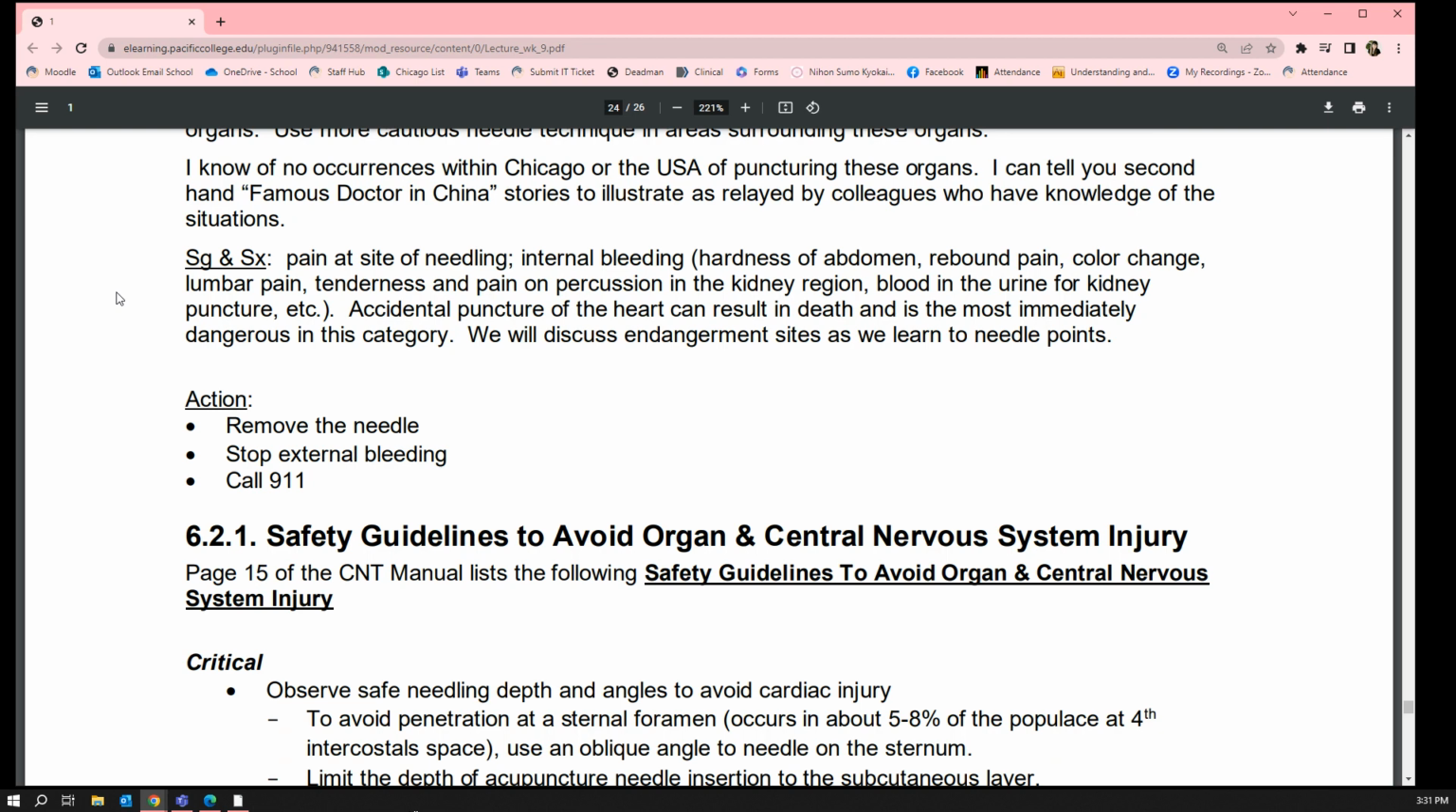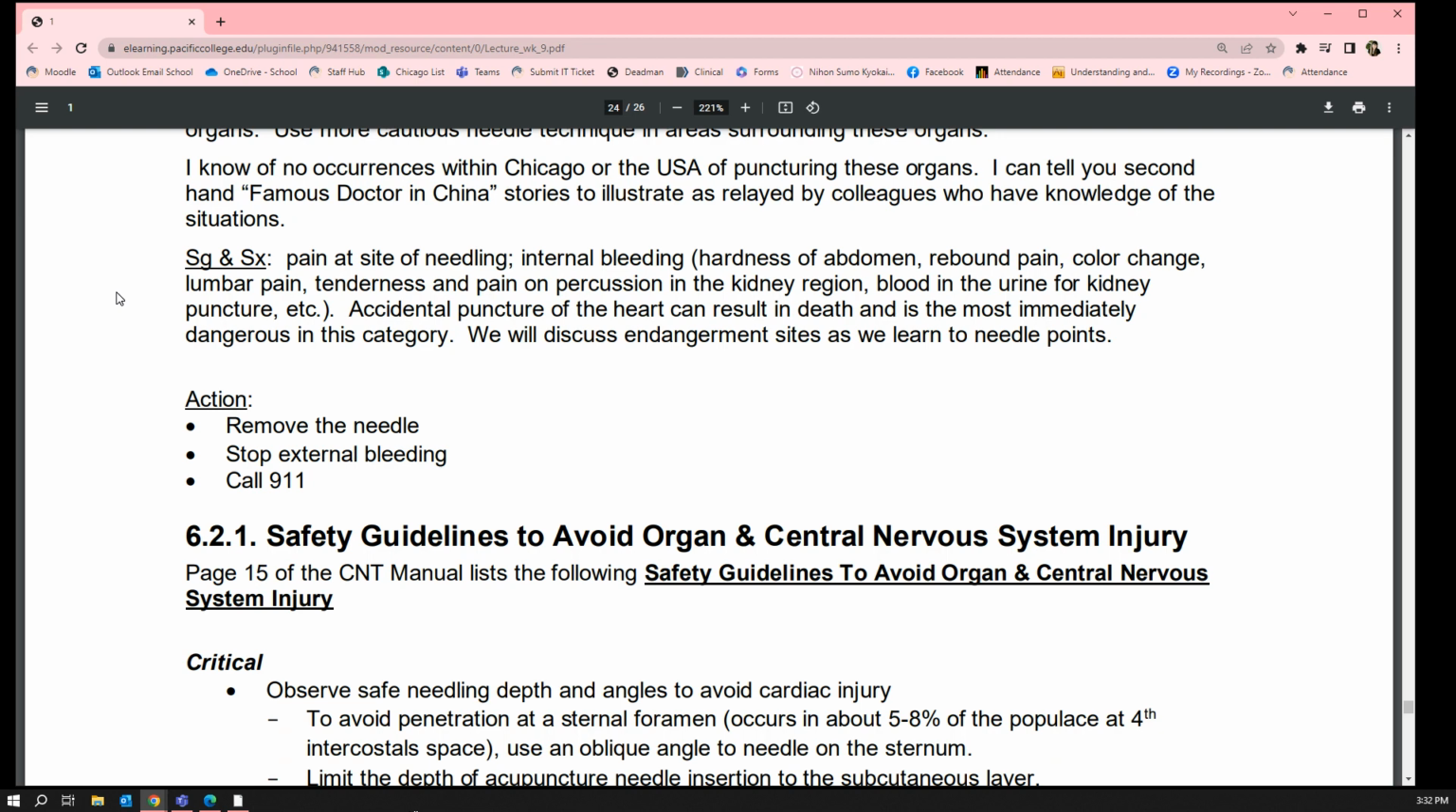What we are looking for as far as red flags: pain at the site of needling, and this is going to be intense pain. There's going to be internal bleeding, so we're going to see that as hardness of the abdomen, rebound pain, local color change, some lumbar pain possibly, tenderness and pain on percussion in the kidney region, or blood in the urine if there's actually puncture of the kidneys. Accidental puncture of the heart can result in death, and that's the most immediately dangerous in this category.